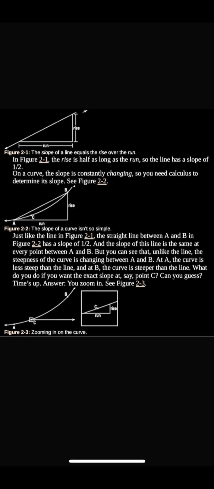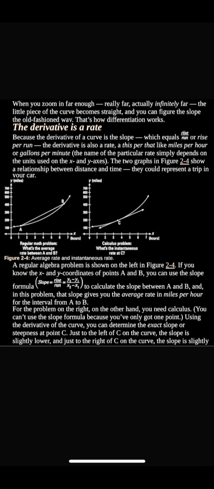Can you guess? Time's up. The answer? You zoom in. See Figure 2.3. Zooming in on the curve makes it appear straighter. When you zoom in far enough, really far, actually infinitely far, the little piece of the curve becomes straight, and you can calculate the slope the traditional way. That's how differentiation works.